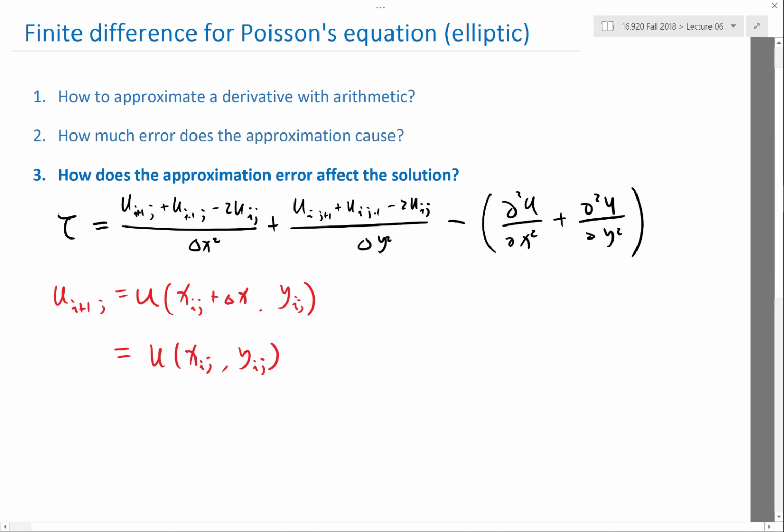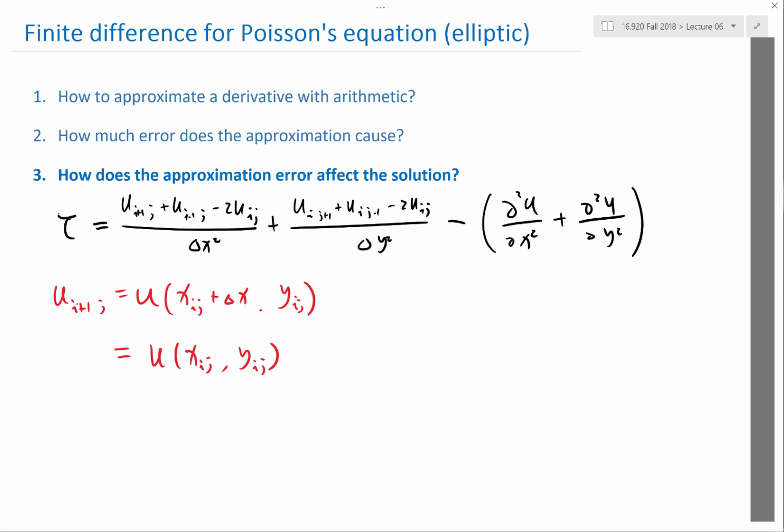It's actually the simplest choice over here, because all the points i plus 1j, i minus 1j, ij plus 1, and ij minus 1 are only delta x or delta y away from this point. So everything coming out of the Taylor series expansion is proportional to delta x or delta y, or delta x squared, delta y squared. There is no 2 delta x or 3 delta y squared to deal with.